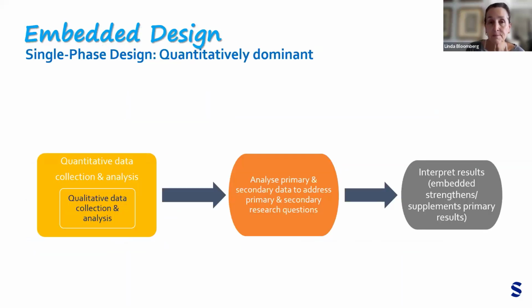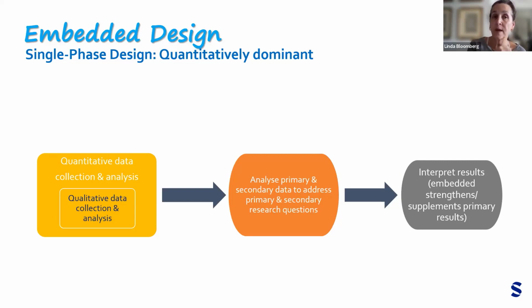The second mixed methods design that is spoken about in the literature is called the embedded design. And this can happen in two ways. There can be a single phase design which is quantitatively dominant, but there's also a single phase embedded design that is qualitatively dominant. And I'm going to show both of these to you now.